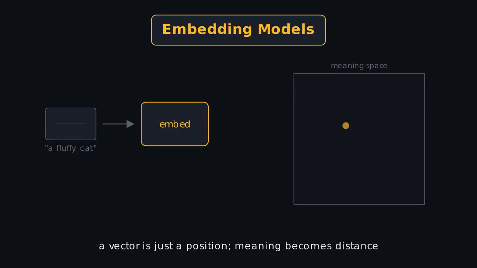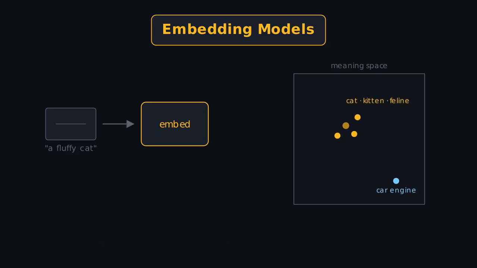It becomes distance. Chunks about cats land right next to other chunks about cats. A chunk about car engines lands far away in a completely different neighborhood. Similar meaning, similar position. That one simple idea is the foundation that makes everything else in RAG possible.